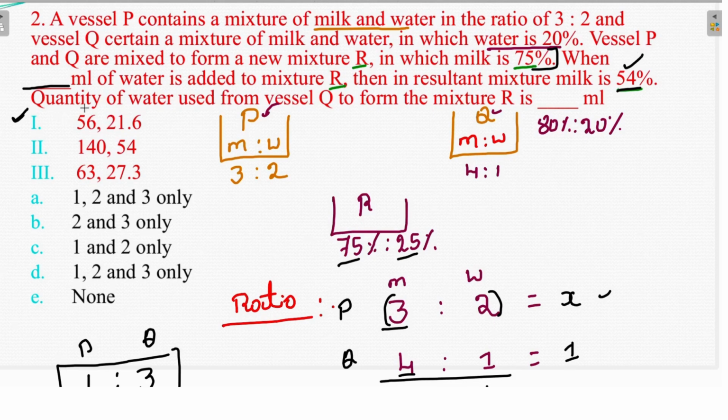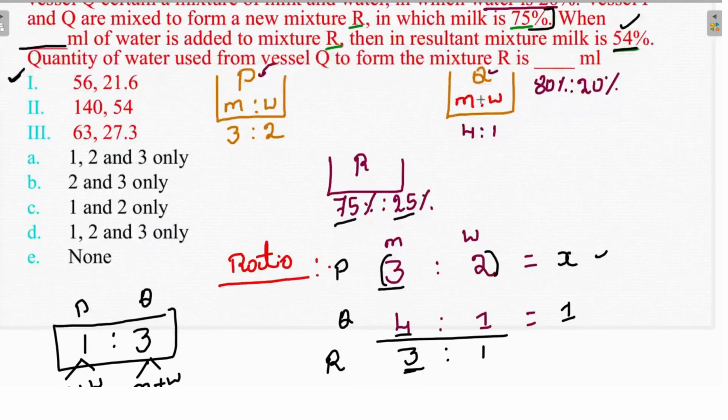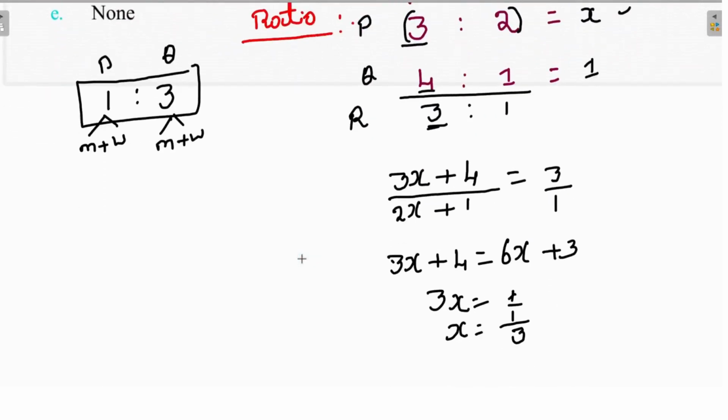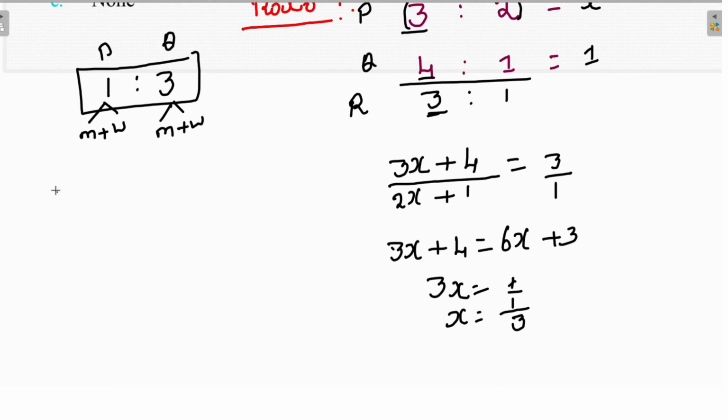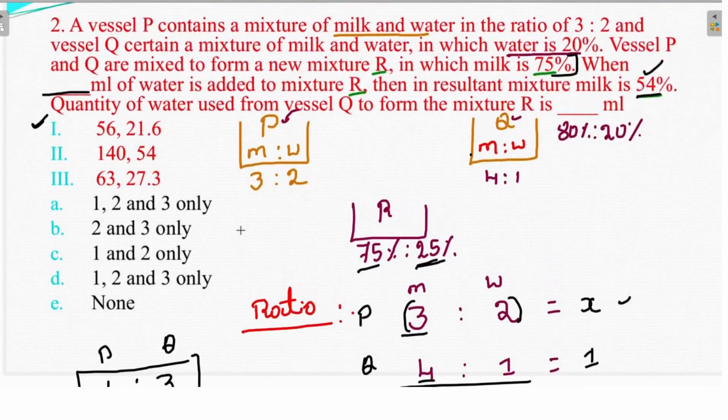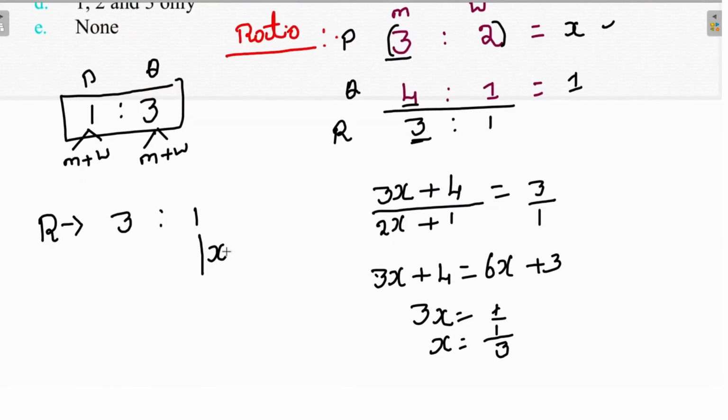Then the next, the quantity of water used from vessel Q to form mixture R, which means how many liter from vessel Q we are using to form vessel R. That is the second option. Let's solve this. Now again I am talking about vessel R. In vessel R we have ratio 3:1, that is 75% milk, 25% water. Now I will add x liter water, because it is not given in the question.